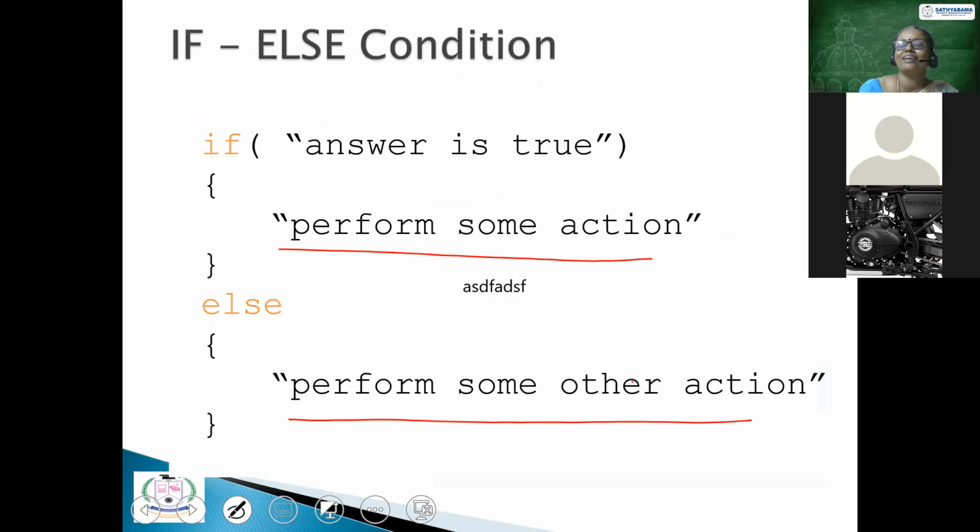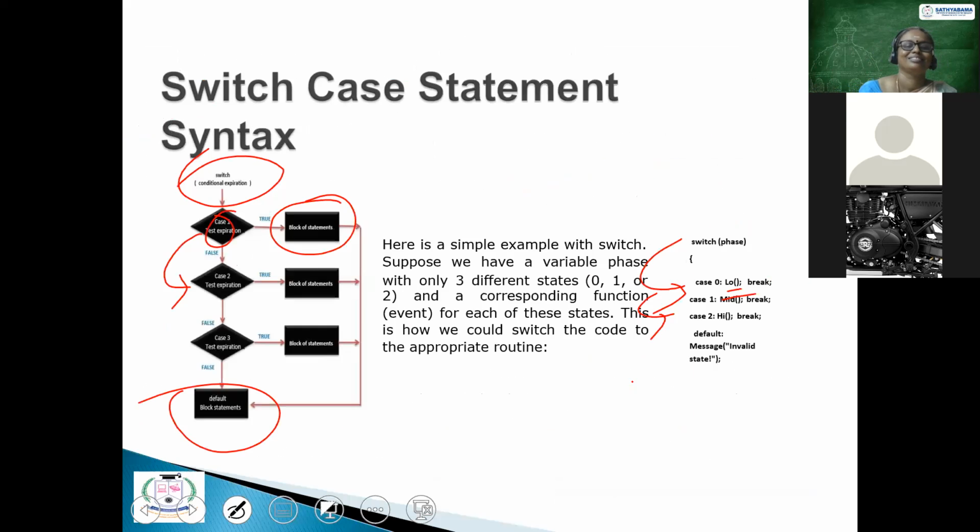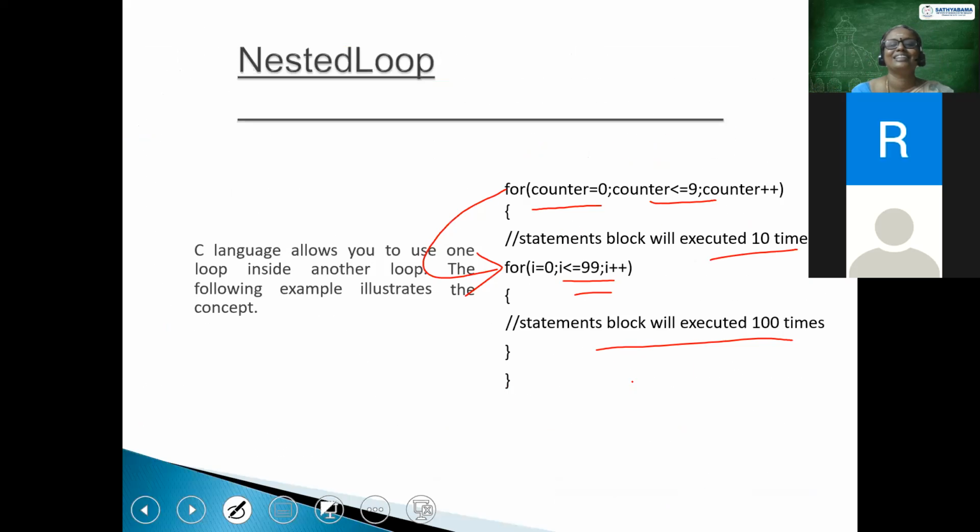Okay, can you remember how many keywords are in C? 32. Yeah, superb.